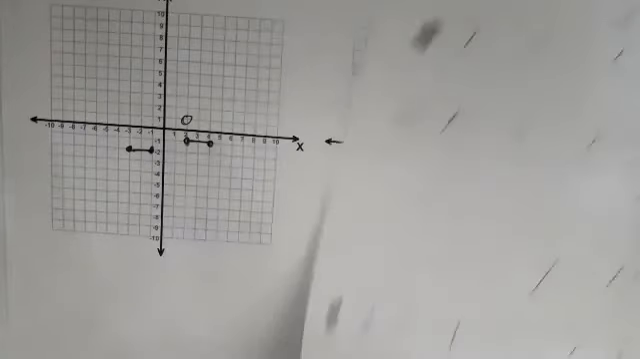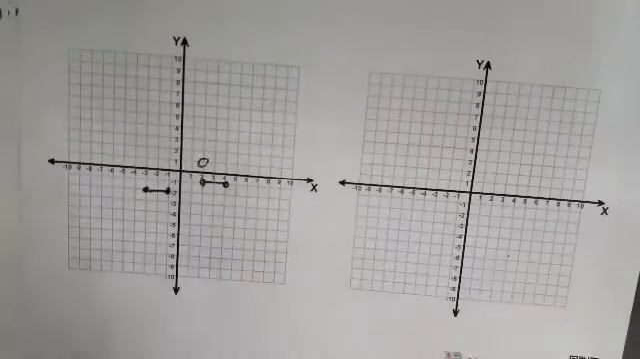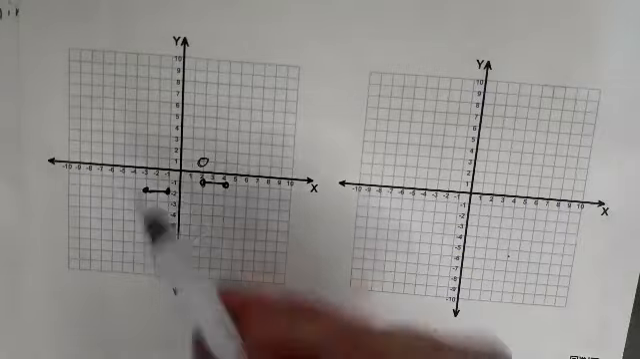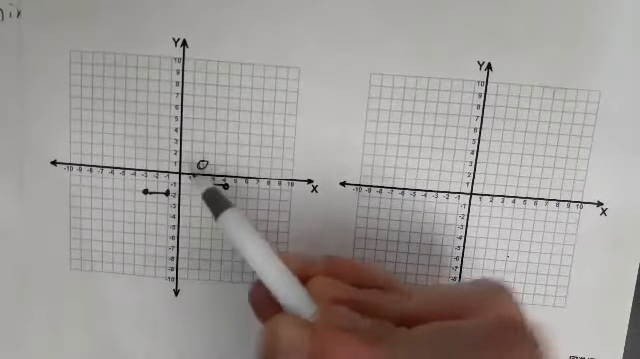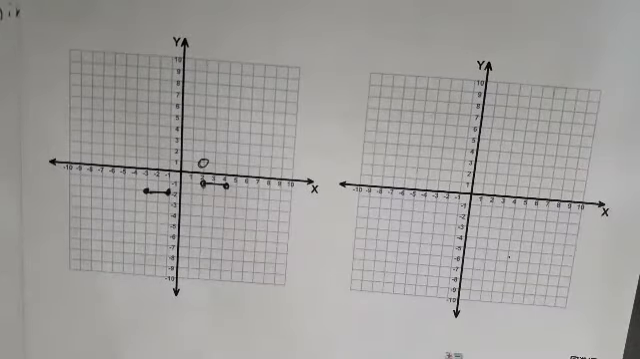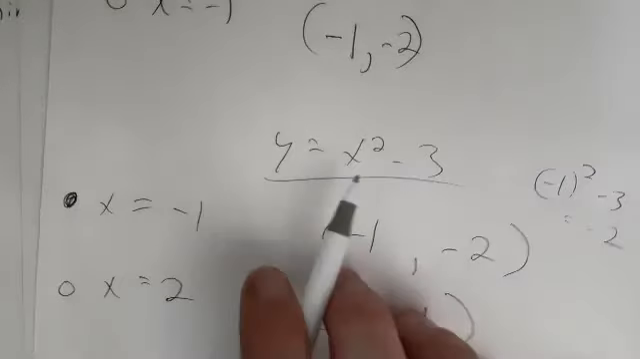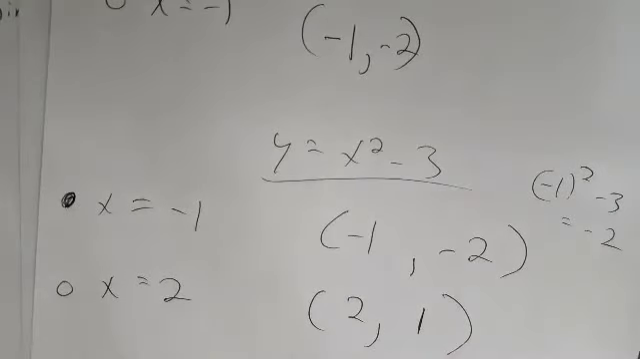So the first part and the last part are flat lines. This part between here and here is a parabola. So this thing is curving. So it looks like x squared minus 3. So the other thing we might want to do is find the vertex of this thing.